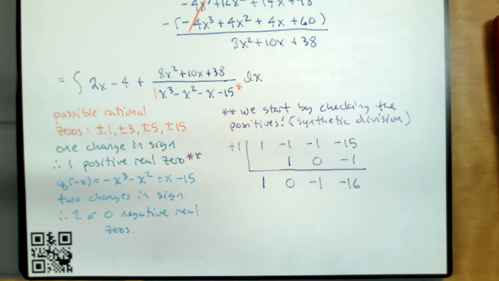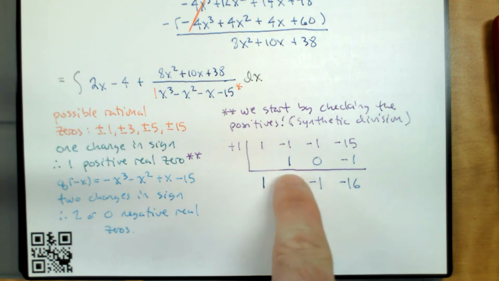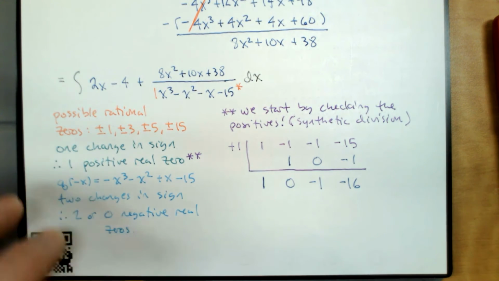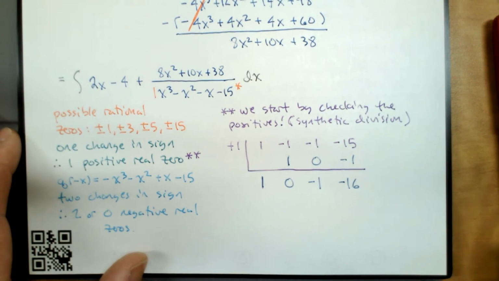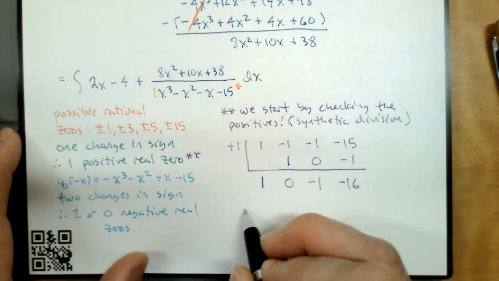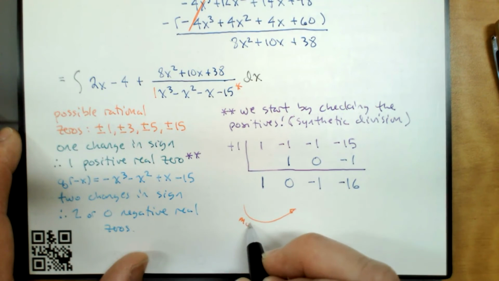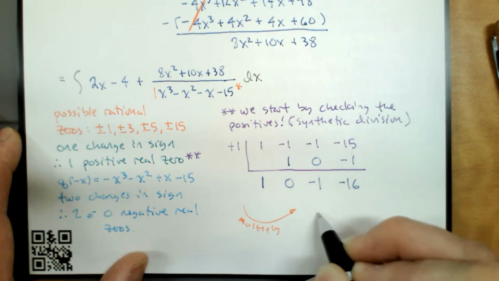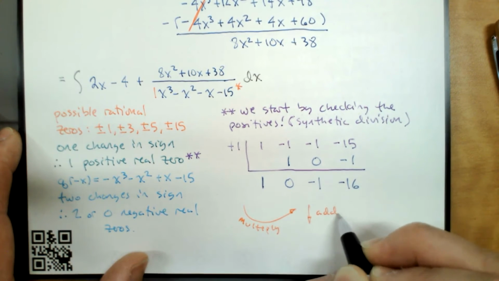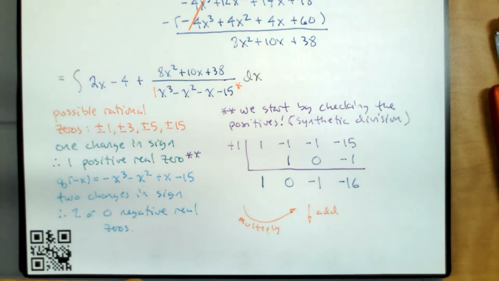This is just a multiply-add game. As soon as something shows up down here, we multiply it by 1 and put it in the next column above the line. Then we add. Multiply, add. Does everybody remember synthetic division now? This is a super niche thing to know how to do.